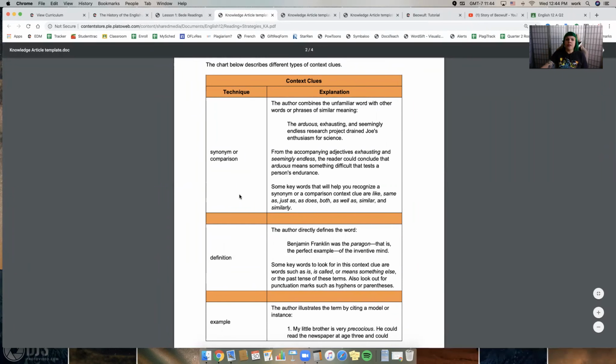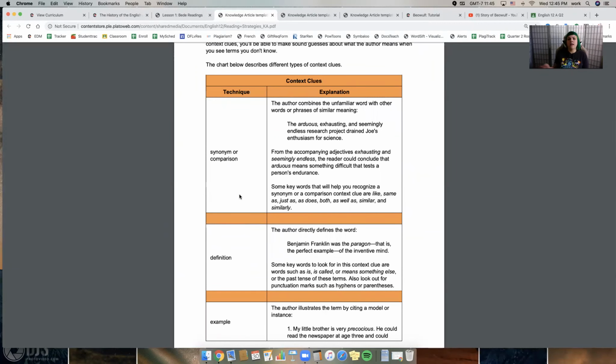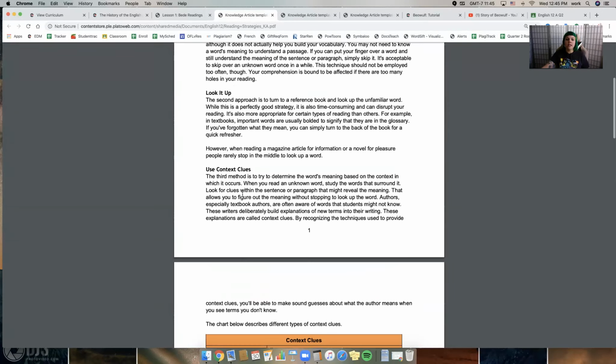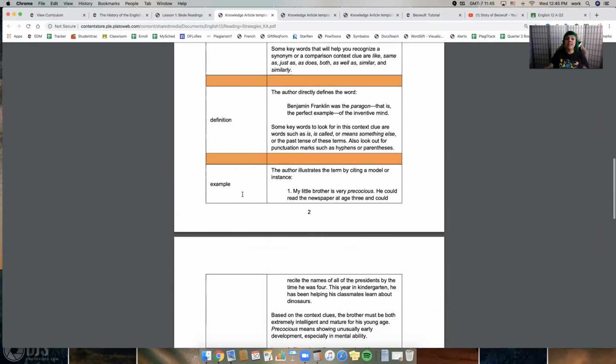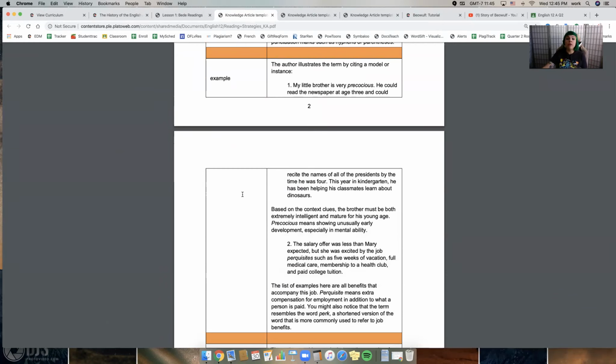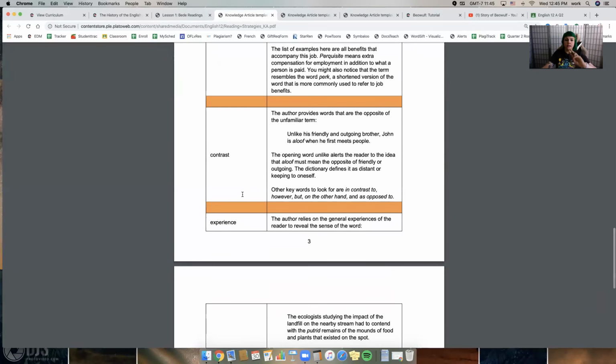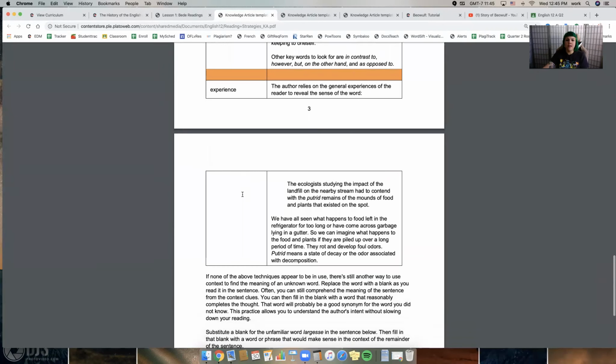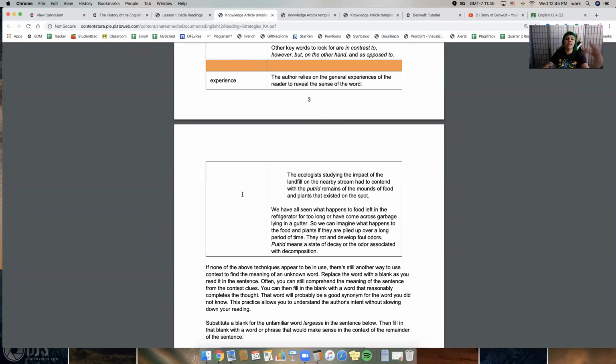So there were a few different ways to use context clues, or things that give you the context to figure out the answer. One is a synonym or comparison being a part of it. The next is sometimes it gets directly defined for you. Then you can also be given an example. Things that can contrast, so show two opposites. And then there's another one that gives you the experience, so it might use some of your senses.